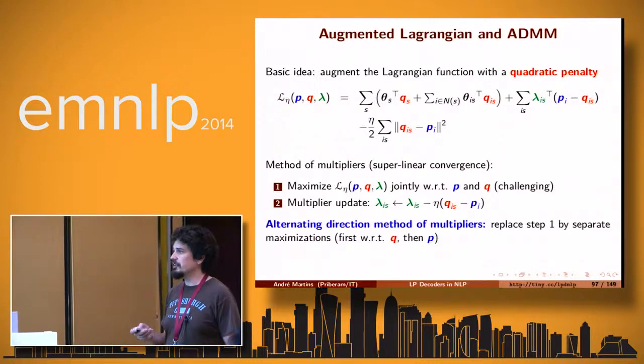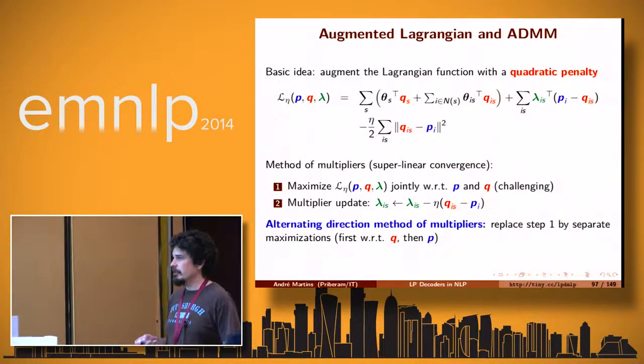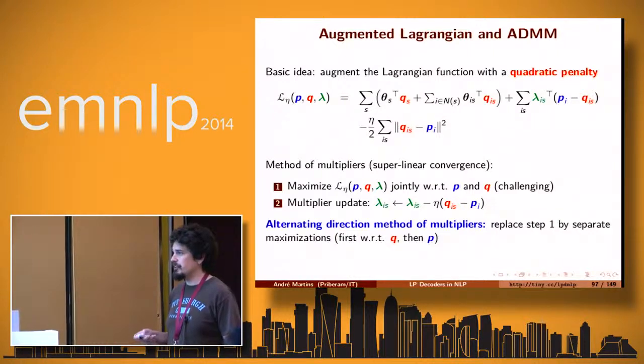Now, with this augmented Lagrangian, there is a standard method called the method of multipliers, where the first step is to maximize these jointly with respect to P and Q, and the second step is a multiplier update, which is essentially the same that we already had in the subgradient algorithm. Now, the problem is that this first step is quite challenging because this term is coupling the Q variables and the P variables. So it's not easy to solve this joint optimization problem.